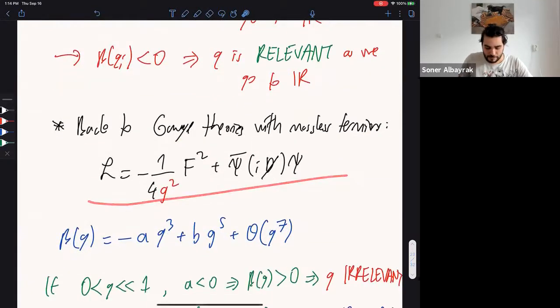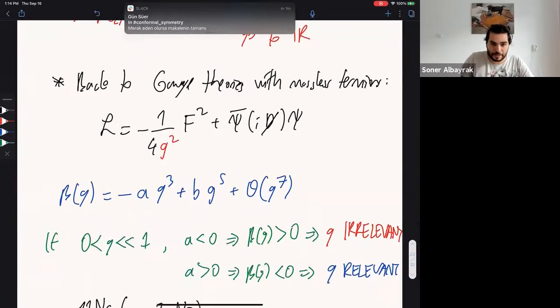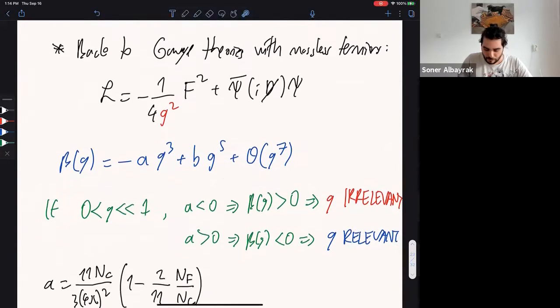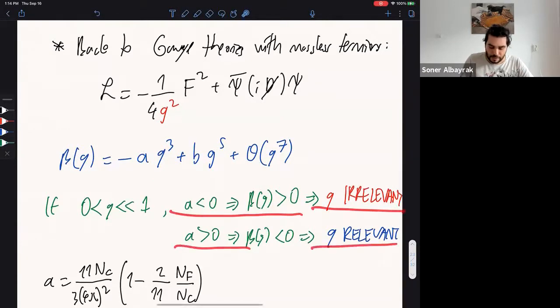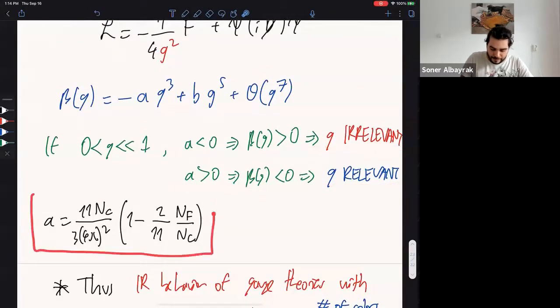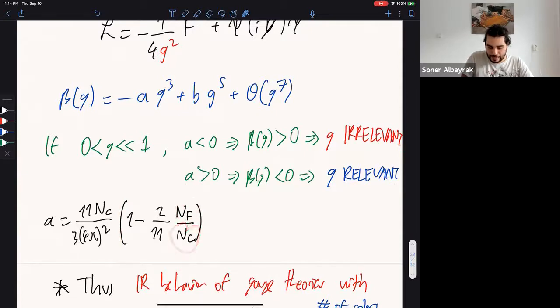This was the Lagrangian. Now, people have computed this beta function, and it's like this. As I said, if this parameter A is negative, then g becomes irrelevant. If it's positive, then g becomes relevant. Now, here is the thing. It's computed to be like this. This factor is not important, but it's something positive. What's important is this factor. So if N_F is too small compared to N_C, then A will be positive, so g will be a relevant direction. But if N_F is too high compared to N_C, then g will become an irrelevant direction.